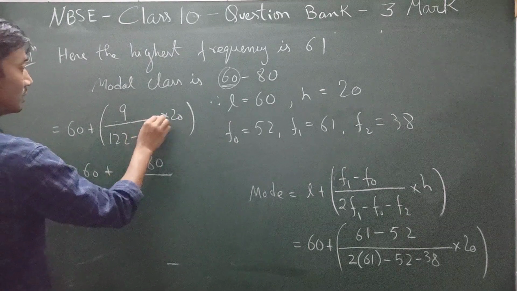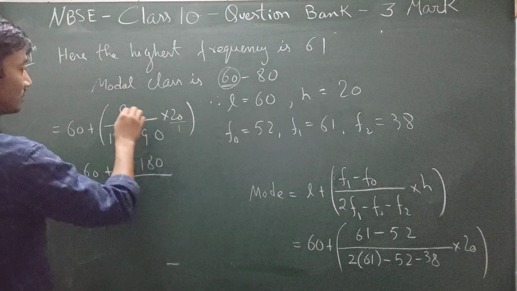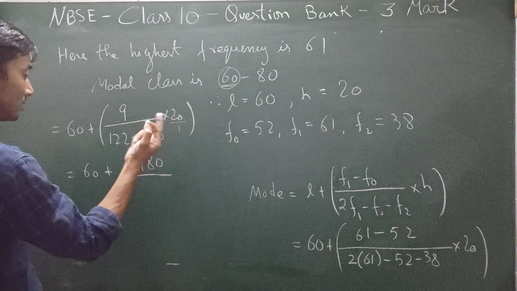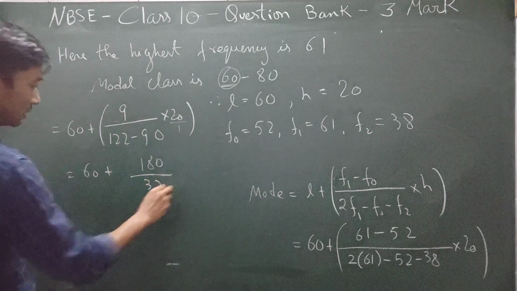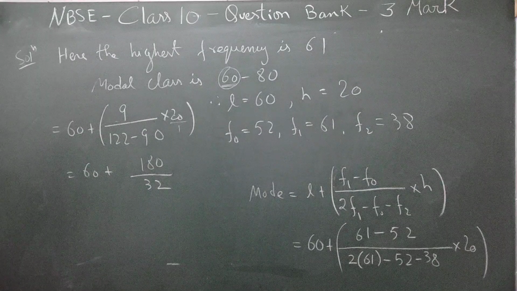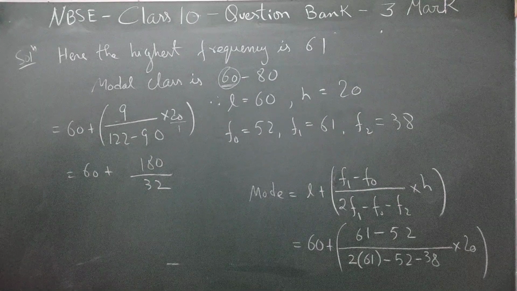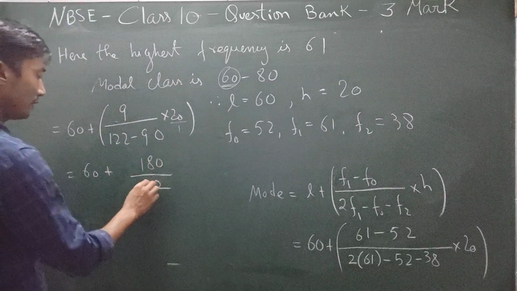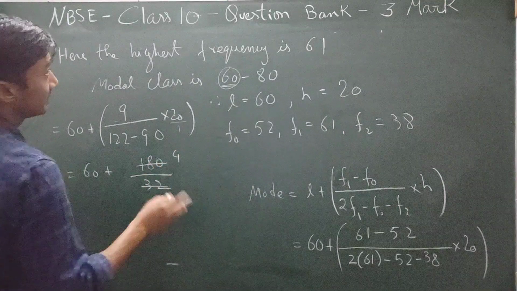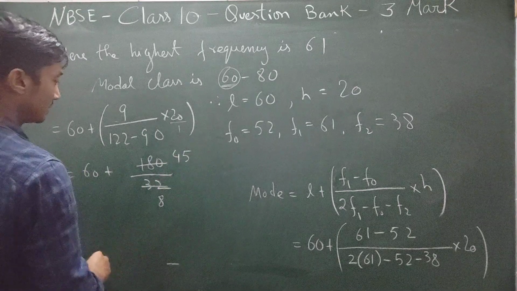Isn't that 9 into 20? 20 means 20 by 1. So 9 into 20 is 180. And the denominator comes to 32. So 180 by 32. So we can cancel. 4 8s are 32, 4 4s are 16, 17, 18, 2 left, 25.